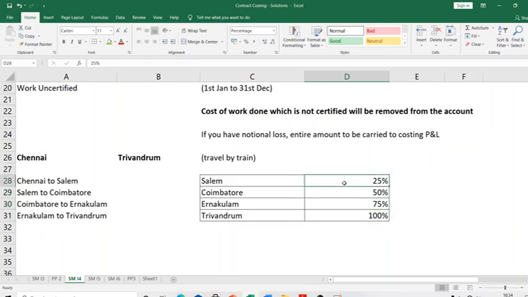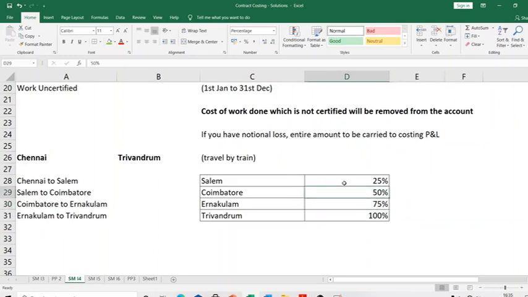When I called you at Salem or when you were at Coimbatore, you were able to clearly say so much of the journey I finished. But in between, when I called you, you have traveled. Definitely you have traveled. It's not that you have not traveled. You have covered more than 50%, but you were not able to tell me how much. That's like work done, but not certified, because the other person is not able to certify. He needs one more milestone to be clearly able to certify that. So that is what we mean.